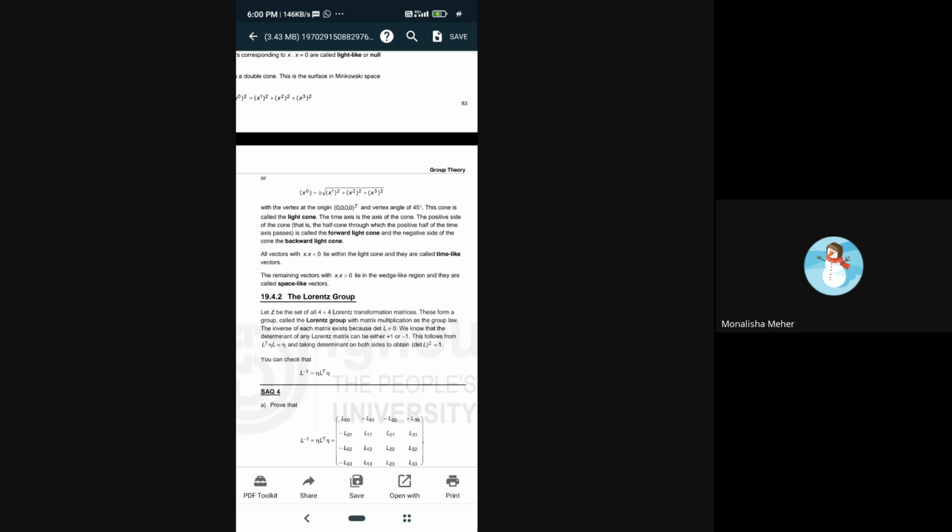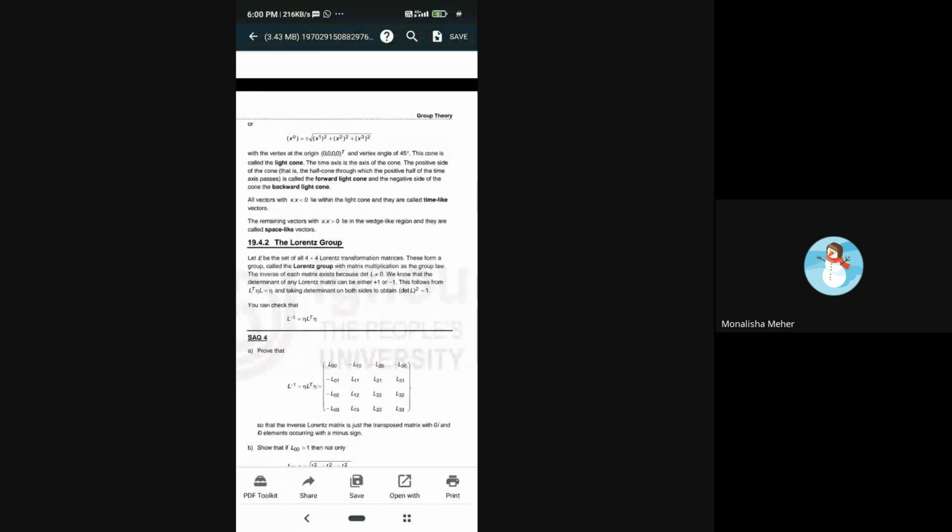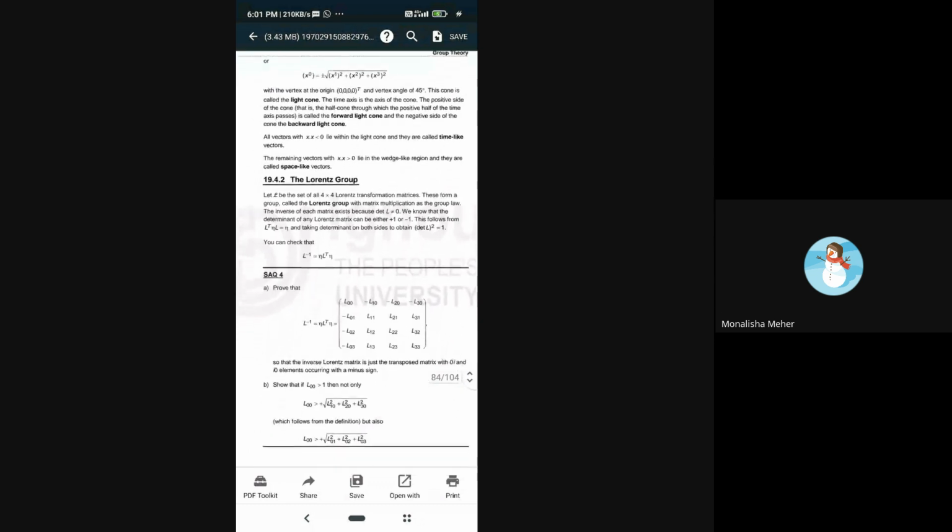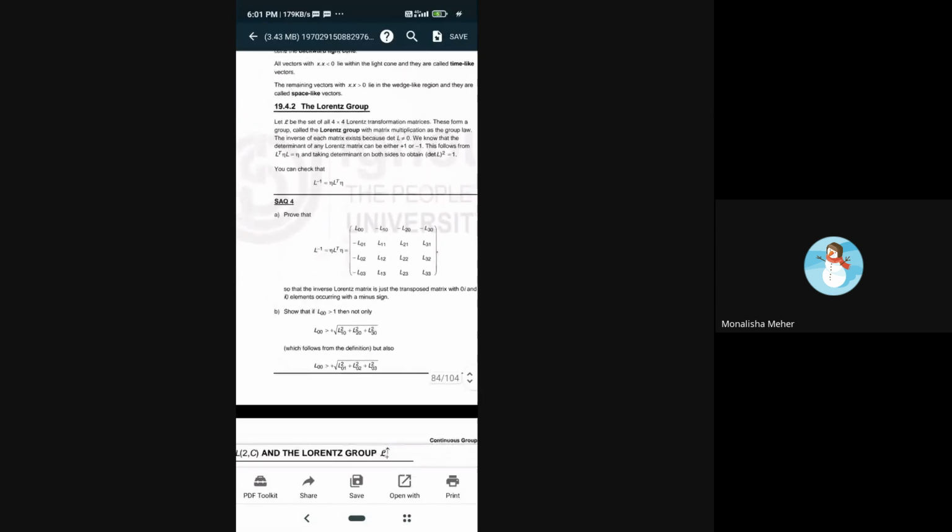This cone is called the light cone. The time axis is the axis of the cone. The positive side of the cone, that is the half cone through which the positive half of the time axis passes, is called the forward light cone, and the negative side of the cone, the backward light cone. All vectors with x·x smaller than 0 lie within the light cone, and they are called time-like vectors. The remaining vectors with x·x greater than 0 lie in the wedge-like region, and they are called space-like vectors. So there are two types of vectors, time-like vectors and space-like vectors.